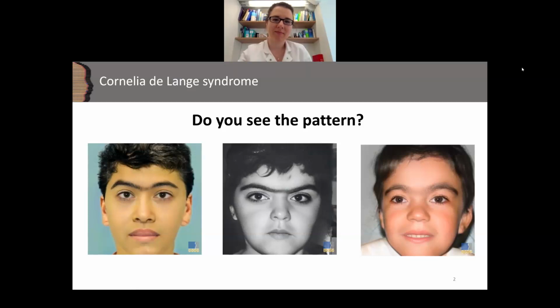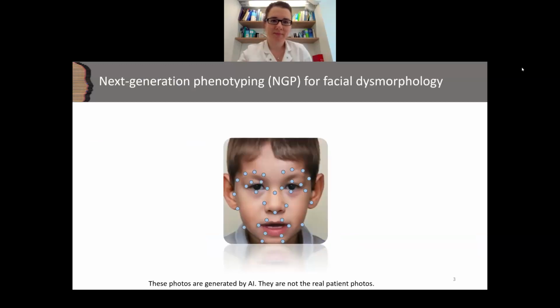Yes, I believe you already know the answer, which is their eyebrows. The eyebrows in these patients all show a feature called synophrys. Sometimes they have very thick eyebrows, and the eyebrows can even be connected. This is just one of the key features presenting in this disorder. So we know that with these facial features, we can try to diagnose patients by recognizing the facial patterns in their faces.